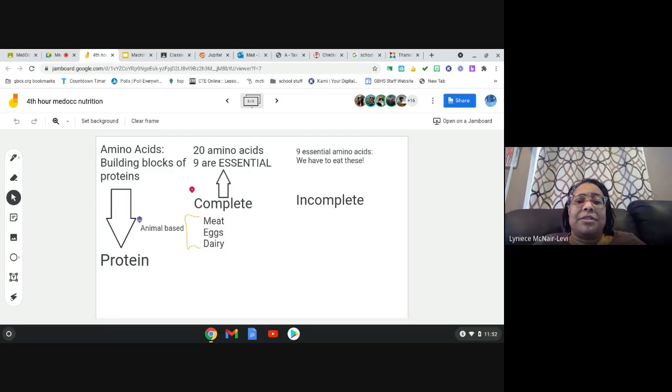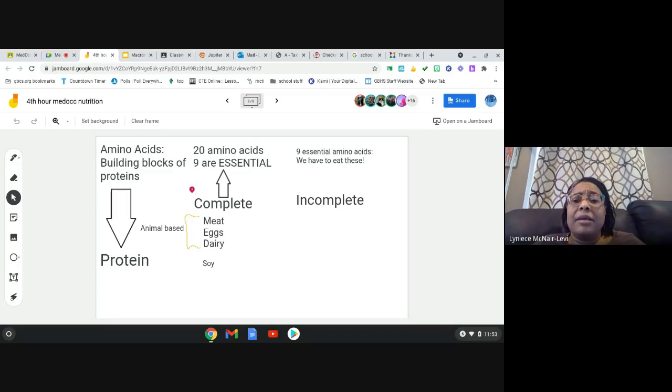One of those exceptions is soy. Soy is a plant. You guys should know that. Soy is a plant that actually is a complete protein. It is a plant-based complete protein.